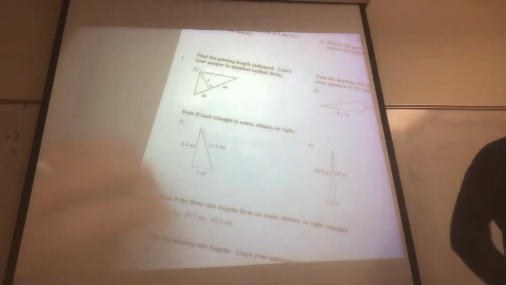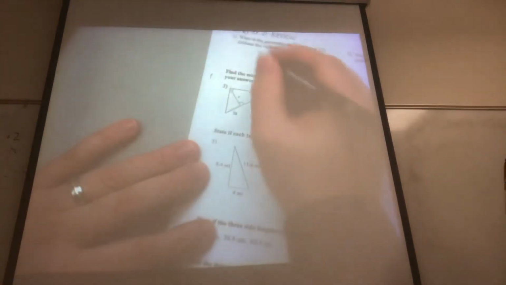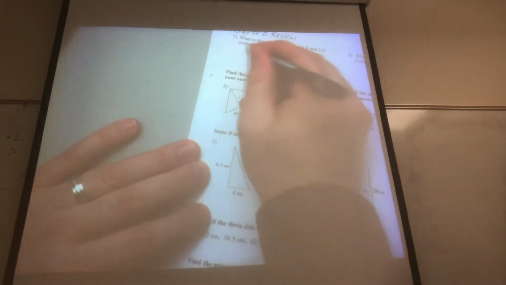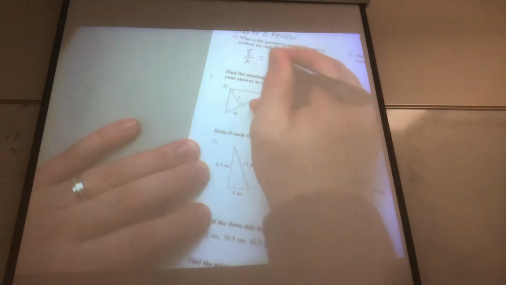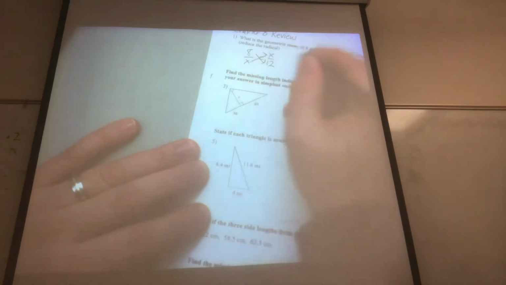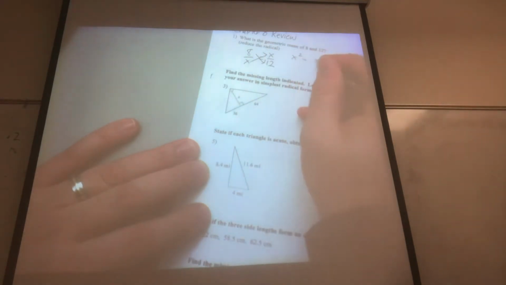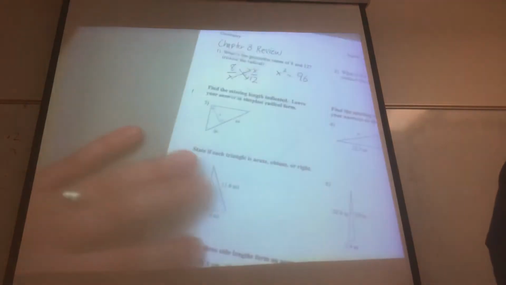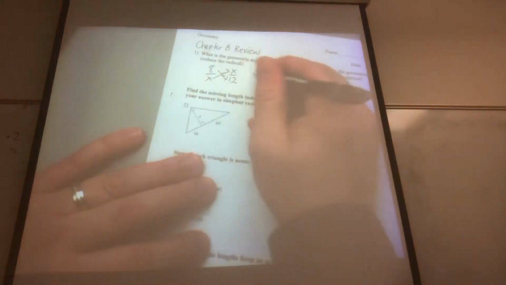First off, on number 1, the geometric mean of 8 and 12. When you set this up, this is just going to be 8 over x is equal to x over 12. You cross multiply, and you get x squared is equal to 96. That means you're going to take the square root of these.